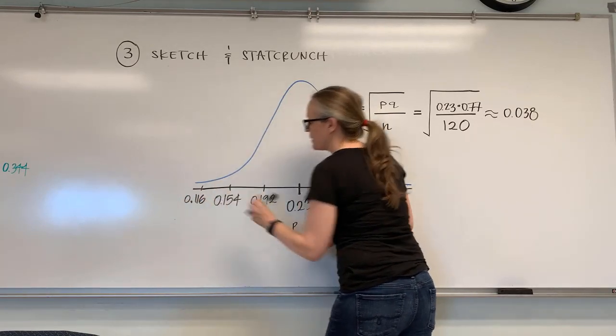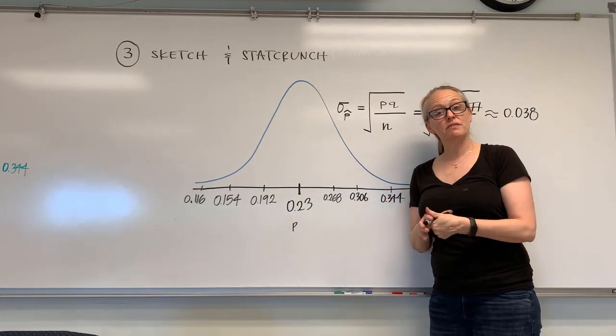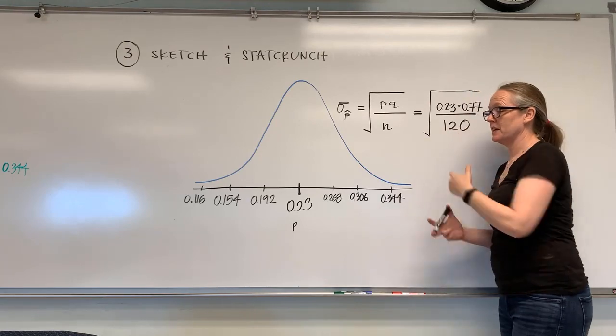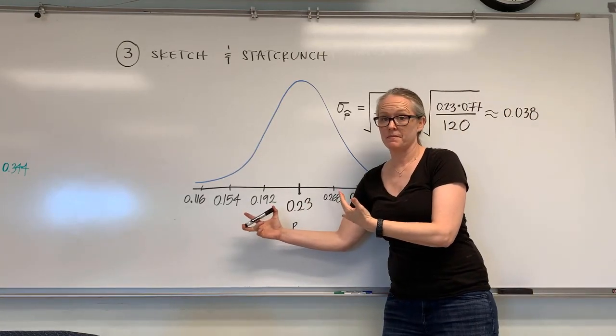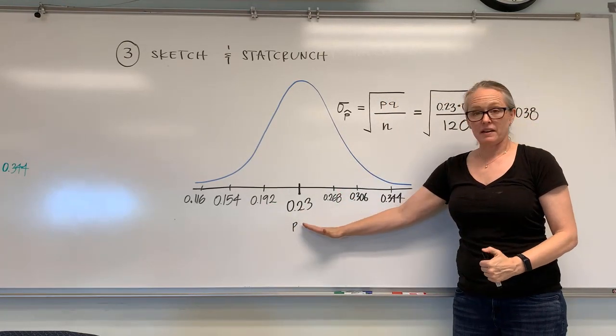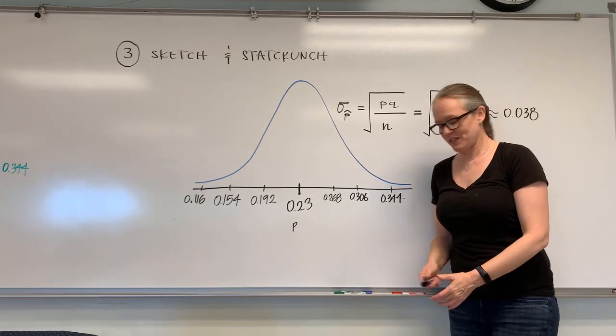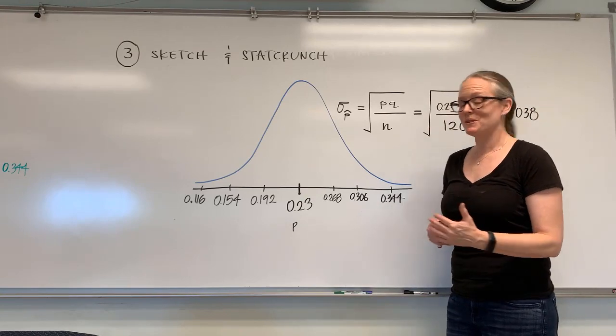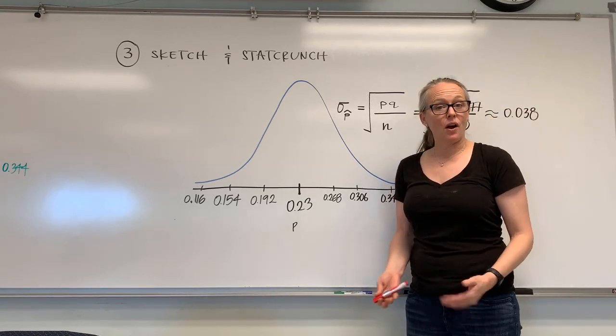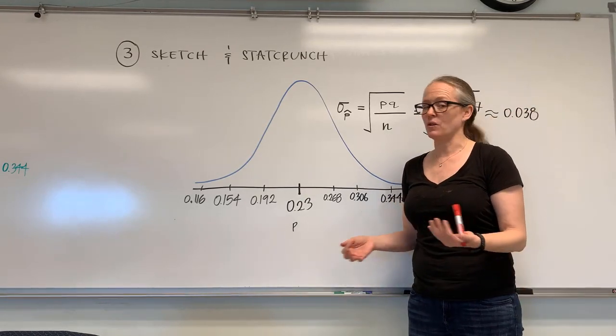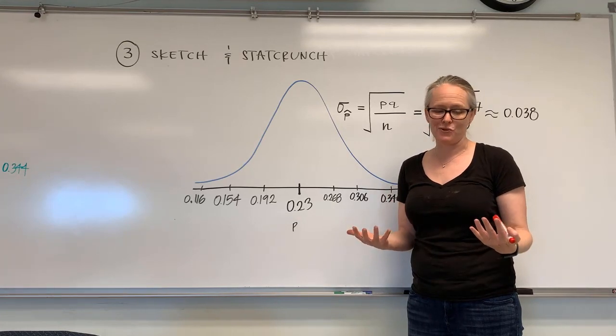So this is how we would expect samples of size 120 to vary if P is equal to 0.23. So this is our model. This is the model we're ultimately going to use to see how different our sample proportion is from this, also quantify a probability, which is really cool.